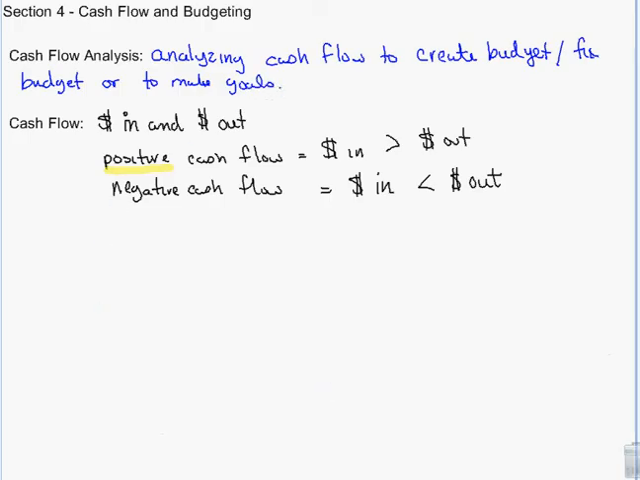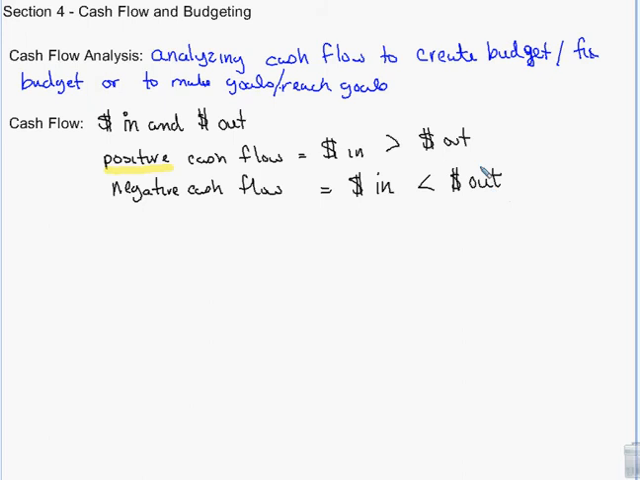So cash flow analysis is to analyze your cash flow, like to the penny. You want to analyze every penny that you spend. You chart it, you keep track of it. If you put a quarter in a gum machine, you write it down, kind of thing. So you're analyzing your cash flow to create your budget, to fix your budget, or to make and reach goals. By analyzing your cash flow, you can see where this money out is being wasted.